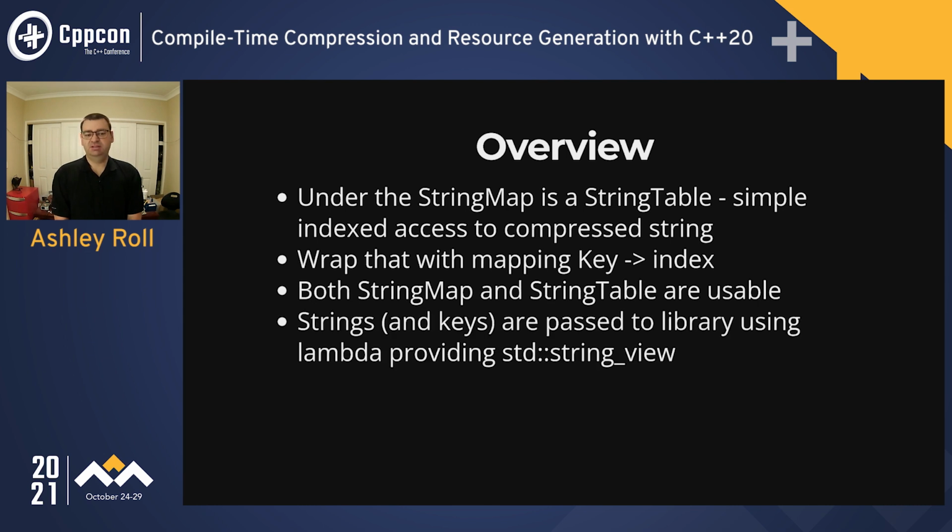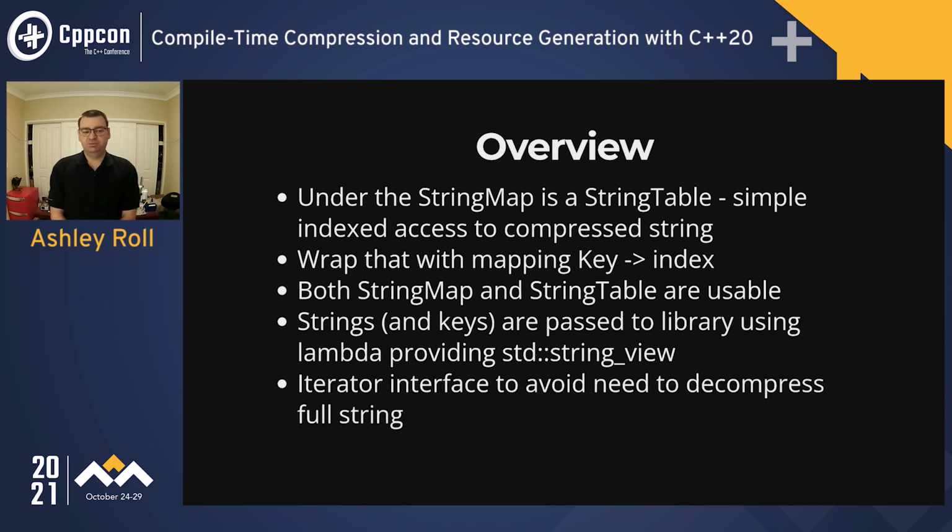So strings and keys are passed into the library using a lambda, providing either a list of string views or a list of mappings of keys to string views. The reason we're using string view is because it supports constexpr, and the strings that you're encoding are compile time constants. So that works quite handily. The iterator interface, as I said before, is needed to avoid decompressing the entire string and returning a std string, for instance. You could do that if you wish to, but it kind of defeats the purpose of having it compressed in the first place if you don't have a lot of memory.